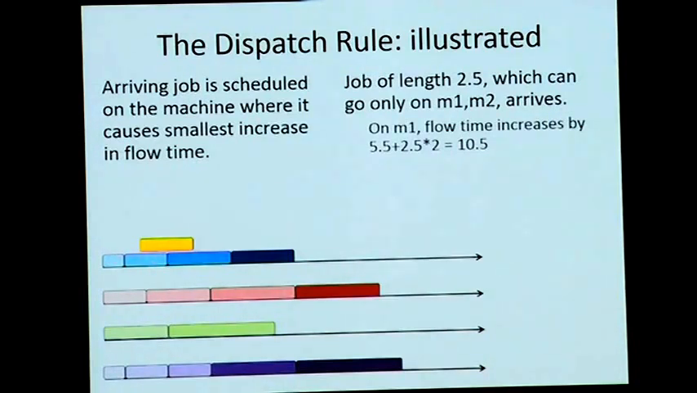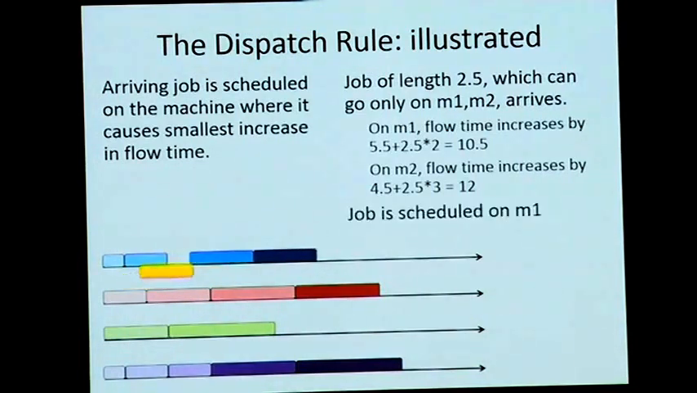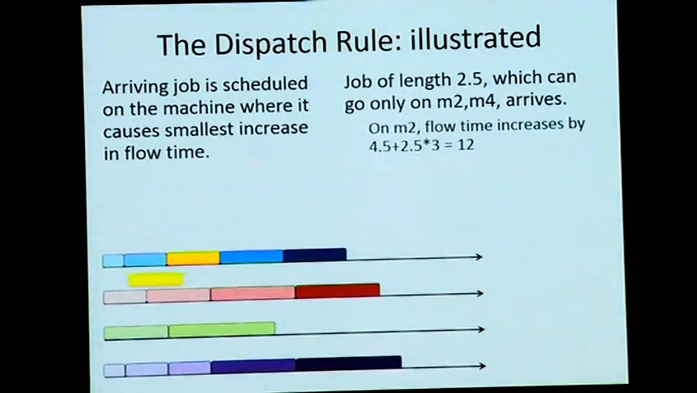Because these two jobs will have to be moved right, and this will incur a certain flow time, which is 2 plus 1 plus 2.5. 5.5 would be its flow time, and these two jobs will have to be moved right by 2.5 minutes, so that's what we get. Okay? Remember, it can go on machines 1 or 2 only. On machine 2, we find that the increase in flow time is 12 minutes. So where should this job go? Machine 1. So it's scheduled on machine 1.